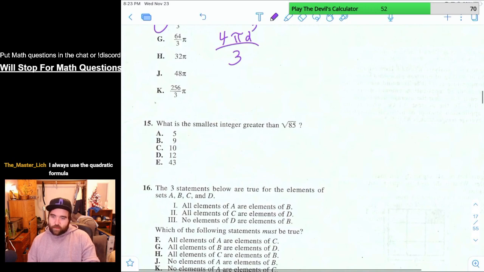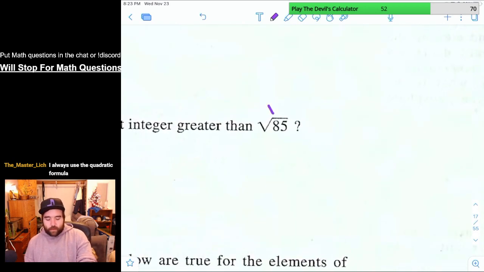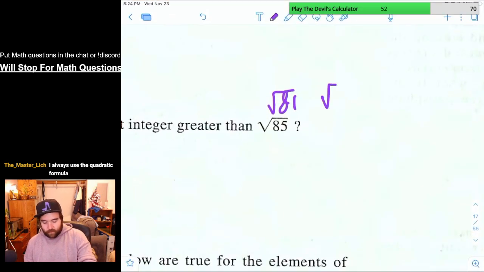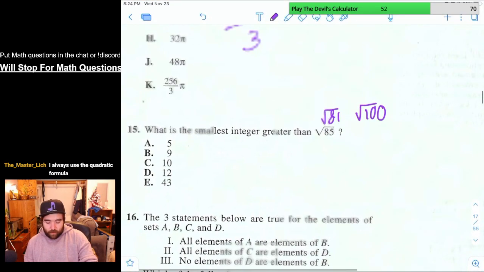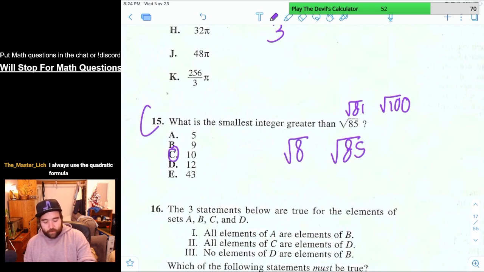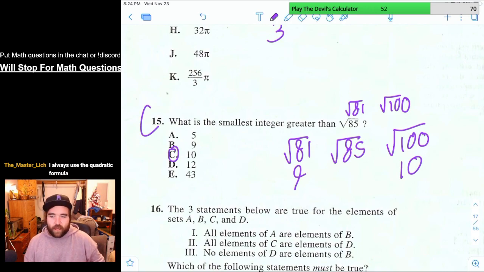One more. What is the smallest integer greater than that? So we just got to round up to the next perfect square. So 81 would be rounding down, and that's 9 squared. So the next one would have to be the square root of 100. So 10. So when I always estimate these, that's how I think about it. I think about the square root of 85 is bigger than the square root of 81, but less than the square root of 100, right? So that means that the square root of 85 is between 9 and 10.